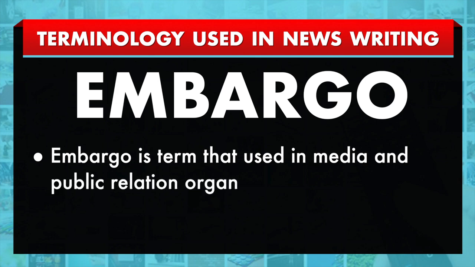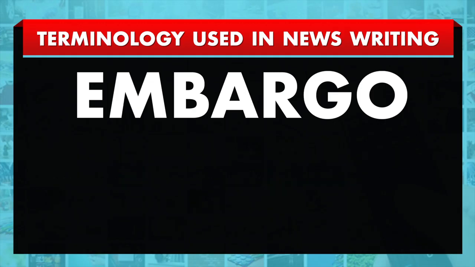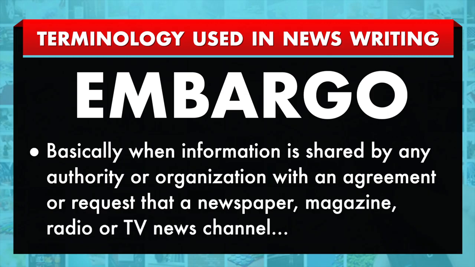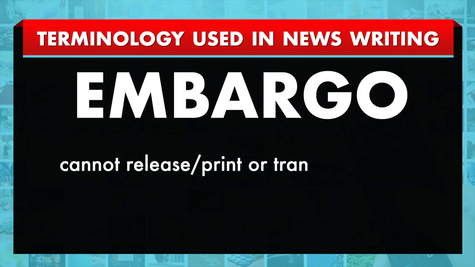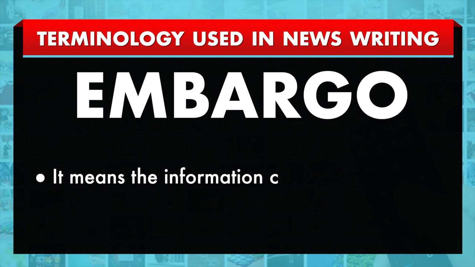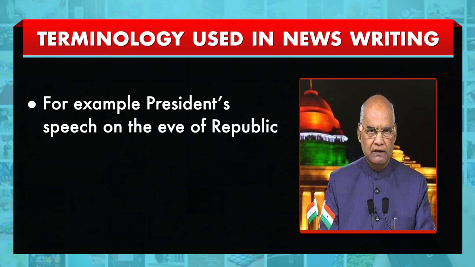Another terminology is embargo. Embargo is a term used in media and public relations organizations. It is also known as press embargo. Basically, information is shared by an authority or organization with an agreement or request that a newspaper, magazine, radio or TV news channel cannot release, print or transmit that information before the stipulated time given by the news source. It means the information cannot be published before a certain date. For example, the President's speech on the eve of Republic Day or Independence Day.